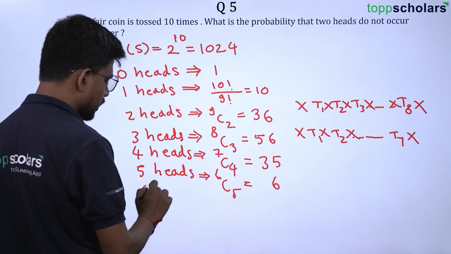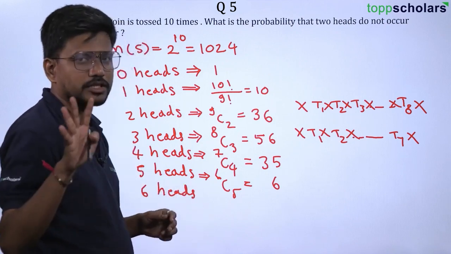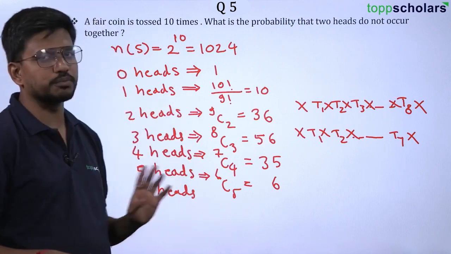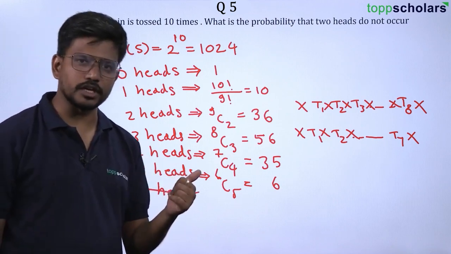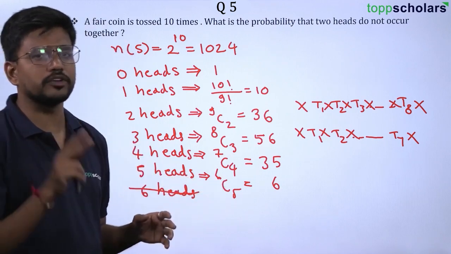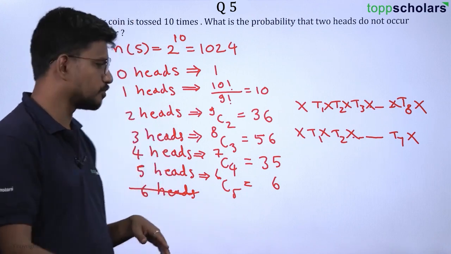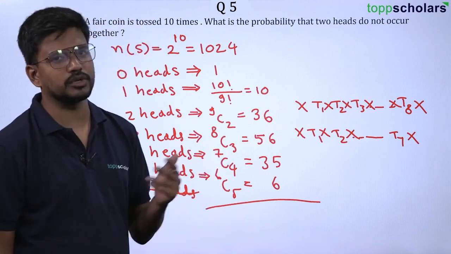But when there are 6 heads, what will happen? Now when there are 6 heads, there are only 4 tails. Now 4 tails are going to give you 5 gaps, and in those 5 gaps you cannot put 6 heads. So later cases are not possible. Even 7 heads is not possible, because 2 heads will always be together in 7 heads. Same goes for 8, same goes for 9, same goes for 10. So this is your number of cases. You have to just add them and you get your answer.